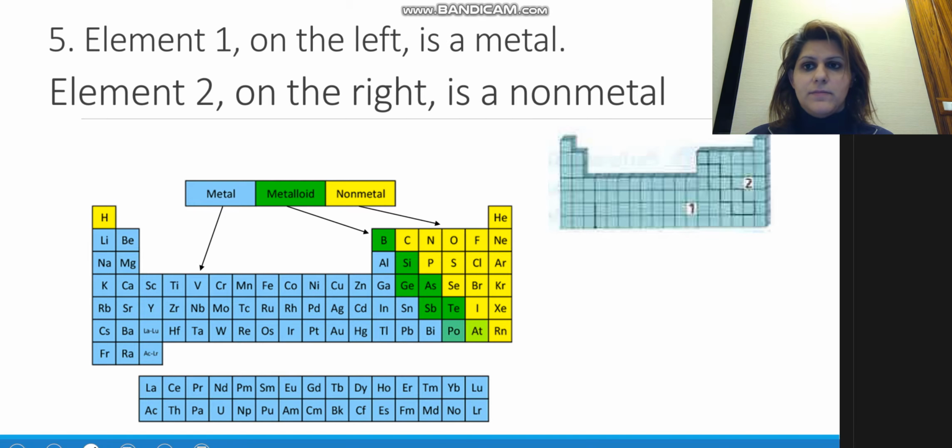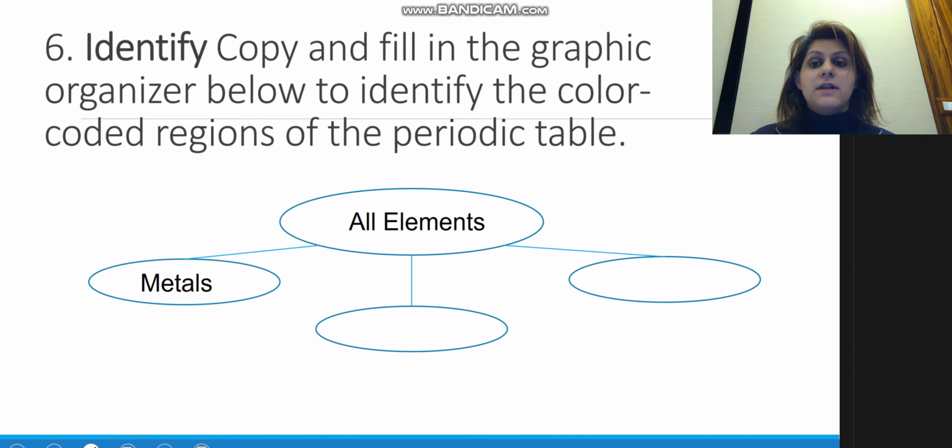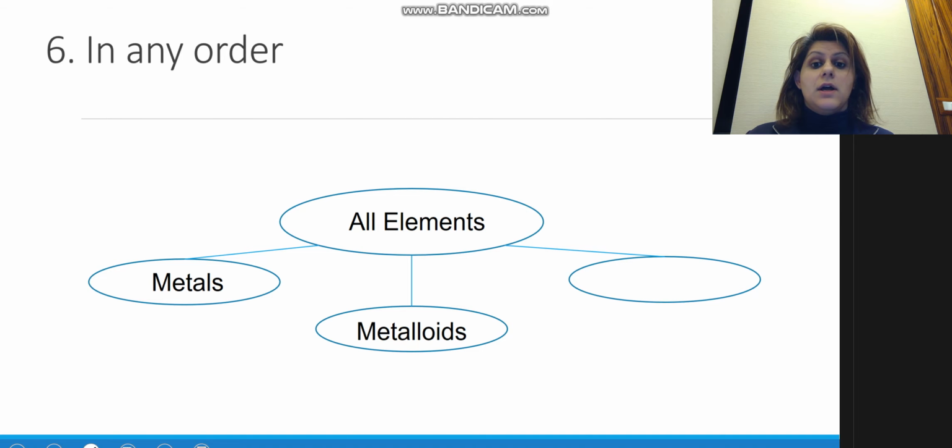So it's a non-metal. Number 6, copy and fill in the graphic organizer, what we just did, to identify the color-coded regions of the periodic table. Just to tell you something, guys, you might find different colors on the net, okay? It's the same thing. You have metals, non-metals, metalloids, recently discovered, synthetic. So just follow the legend that is usually printed with the periodic table given. All the elements are divided into 3 parts. There are metals on the left side of the periodic table. There are metalloids in between metals and non-metals. So you have metals, metalloids, and non-metals. By the way, you can put them in any order. They're just asking about the elements.